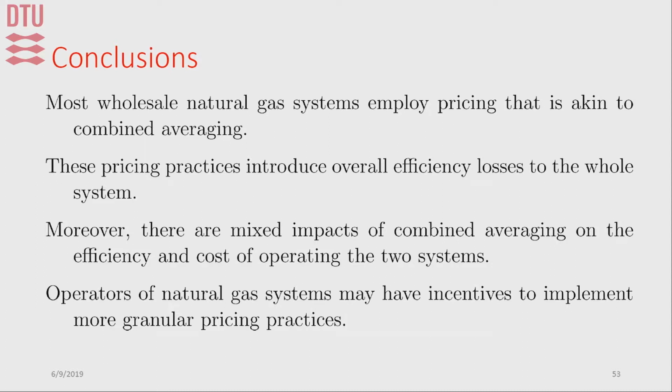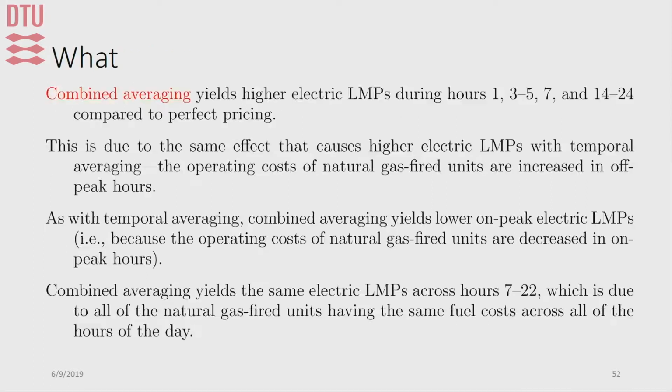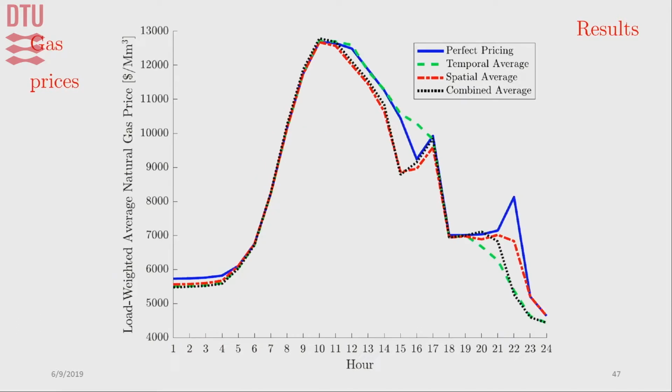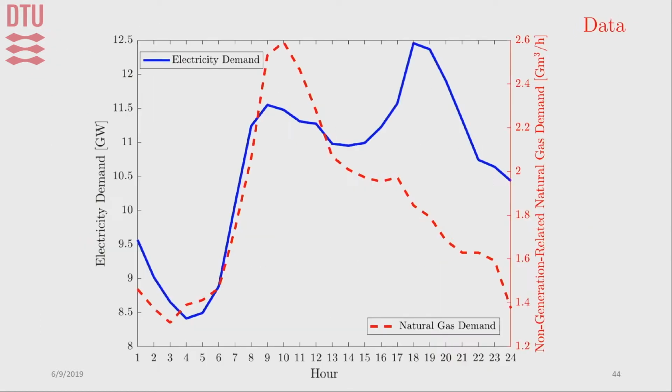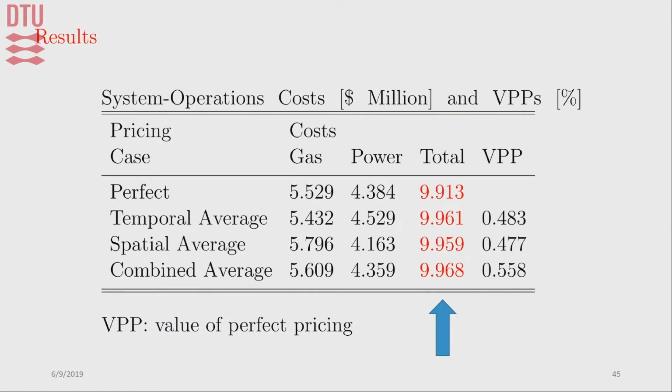So most wholesale natural gas systems employ prices that are basically similar, akin to combined averaging. So the price for gas does not depend on where you are. It does not depend on the hour of the day. It's a single price for the day. This has a significant impact. In the case of the Belgian system, this is the impact, which is a very significant impact in terms of cost.